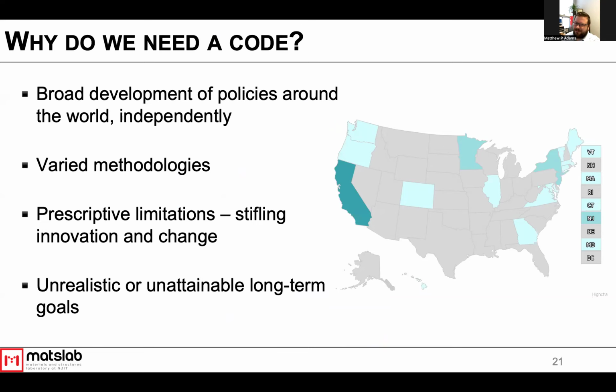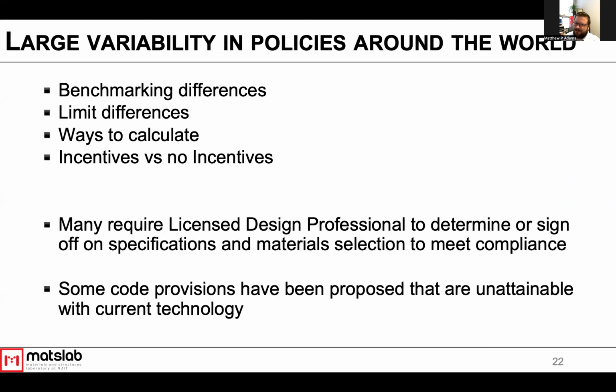You can see here a map of the US. All of the different colored in states were places that either had approved or passed some sort of policy that limited the embodied carbon in concrete. And the difficult thing was that all of these came with very varied methodologies, different prescriptive limitations. Prescriptive limitations are really stifling in terms of innovation and change because you set them and they get stuck there and they don't always get updated. And in a lot of places, we had unrealistic or unattainable goals. And so we really needed a code to sort of set a standard that could be used across the country.